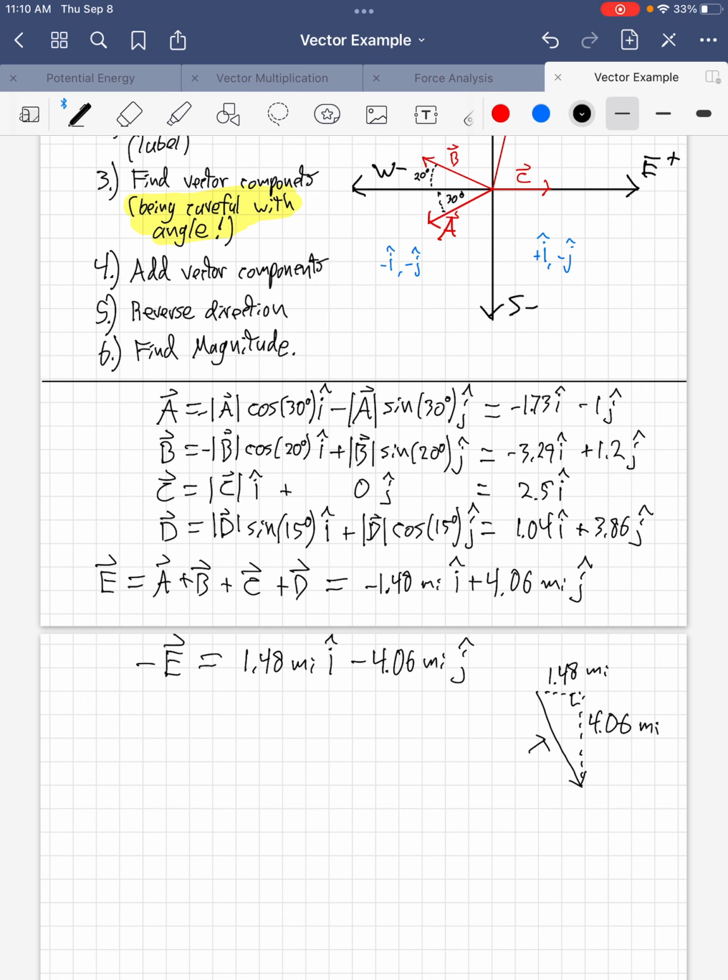You guessed it, we just do Pythagorean's theorem, right? The magnitude of E is just going to be the square root of 1.48 miles squared plus negative 4.06 miles squared. And the negative cancels out when it's squared. And the magnitude is going to end up being 4.32 miles.